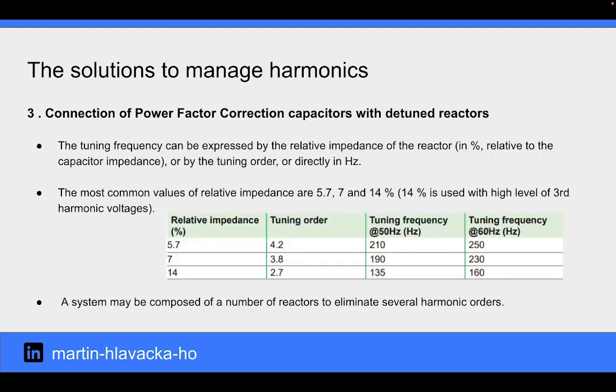The tuning frequency can be expressed by the relative impedance of the reactor, by the tuning order, or directly in Hertz. The most common values of relative impedance are 5.7%, 7%, and 14%, which are used with high levels of third harmonic voltages. A system can be composed of several reactors to eliminate various harmonic orders.